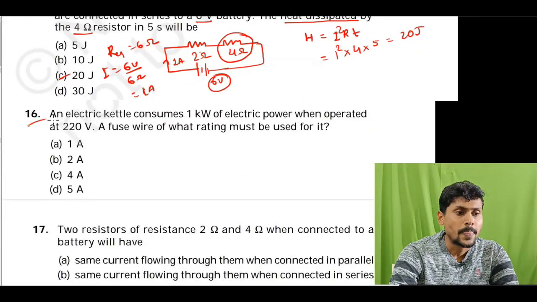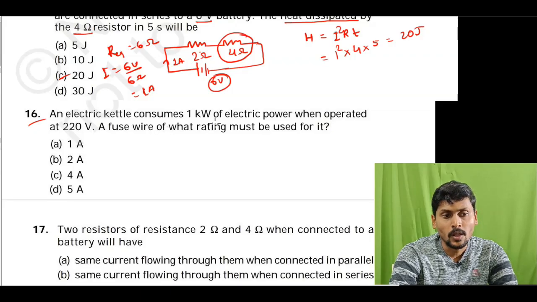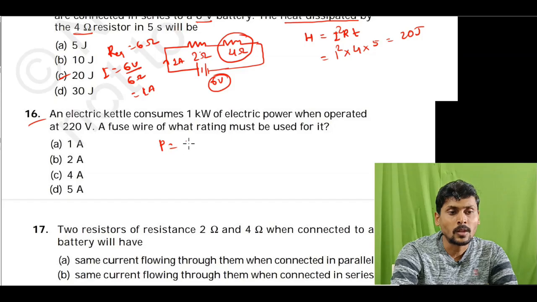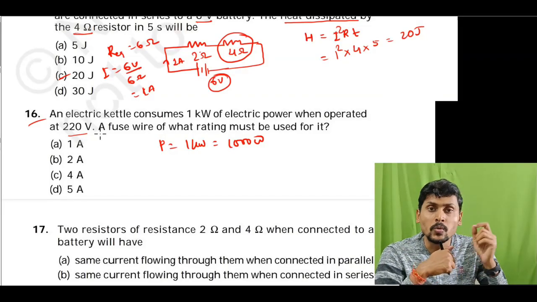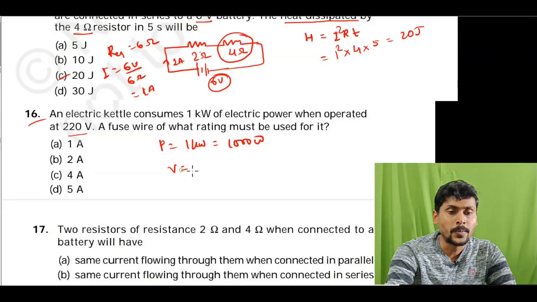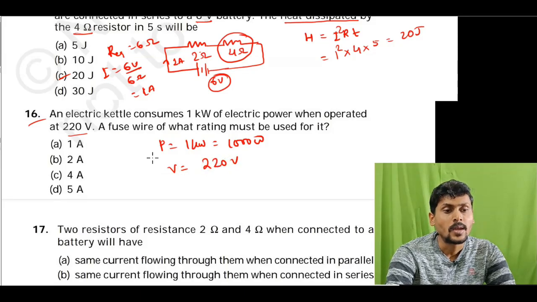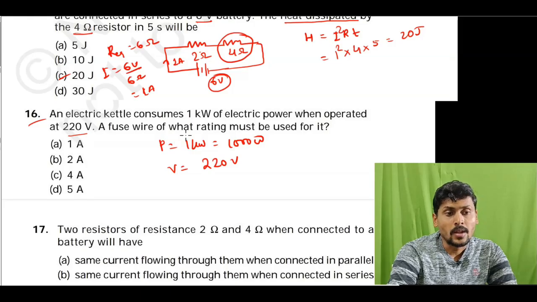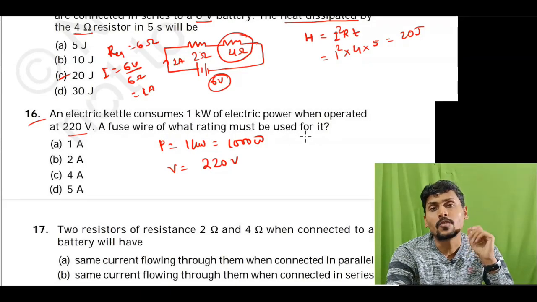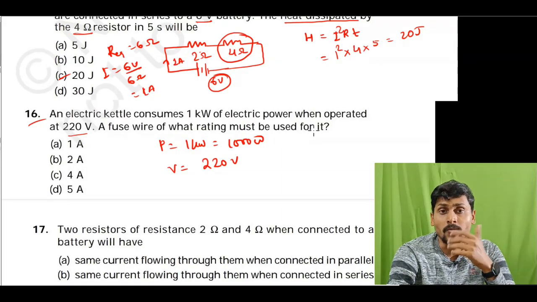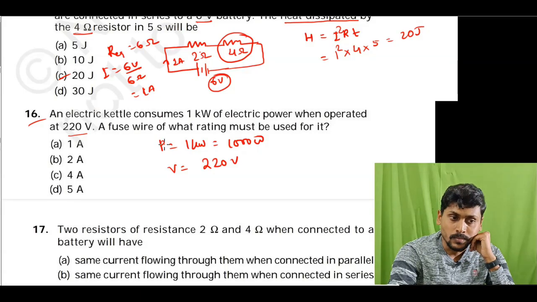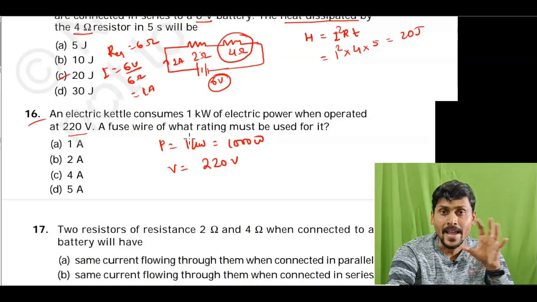Next question. An electric kettle consumes 1 kilowatt of electric power. So power is given 1 kilowatt, or it is 1000 watt. When operated at 220 volts, so that electric kettle is being used at 220 volt. So voltage is given, the operating voltage, which is 220 volt. The question is, a fuse wire of what rating must be used for it? So you have to use the fuse wire because of safety reason. So the question is, the fuse wire should have rating dash.